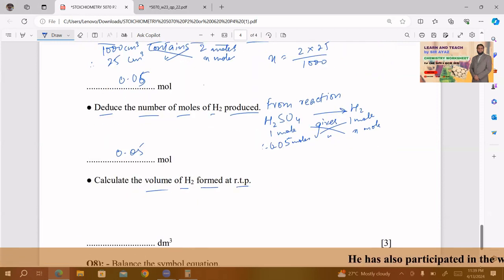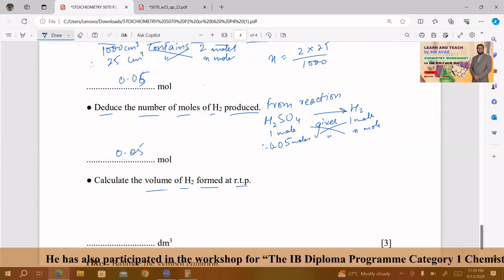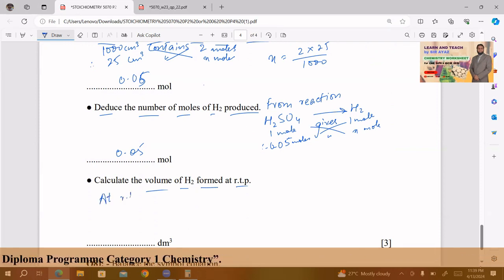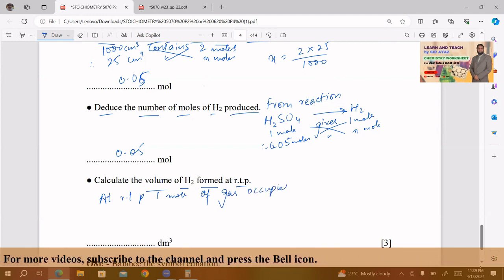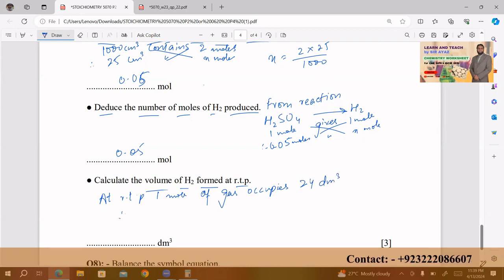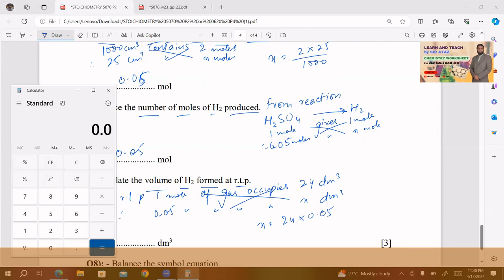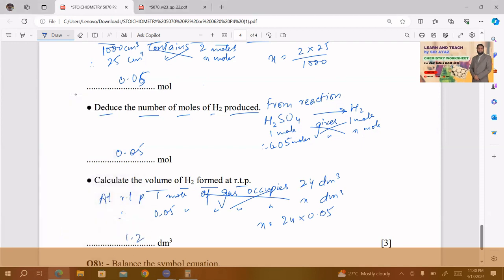Calculate the volume of H2 formed at RTP. At RTP, 1 mole of gas occupies 24 dm cube. Therefore, 0.05 mole of gas occupies X dm cube. Do the cross. X is equal to 24 multiplied by 0.05. The answer will be 1.2 dm3.